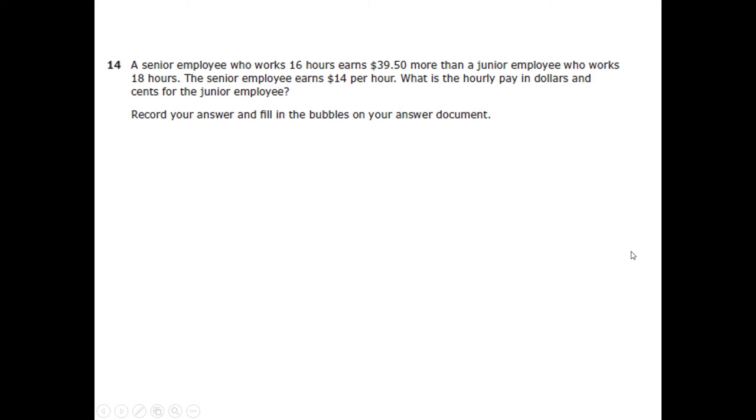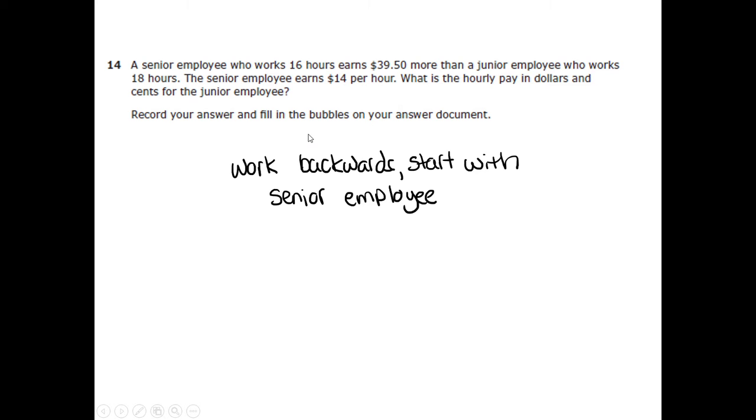Okay, so here is your first hint for number 14. We want to work backwards with this problem because the most information we got is actually in this sentence right here. The senior employee earns $14 an hour. So if we start with the senior employee, knowing that he earns $14 an hour, and also knowing he works 16 hours a day, that is the first thing we can actually figure out.